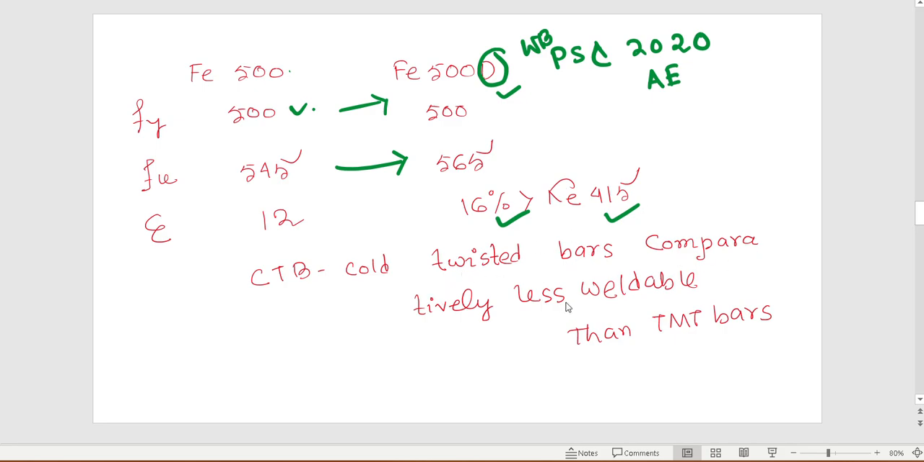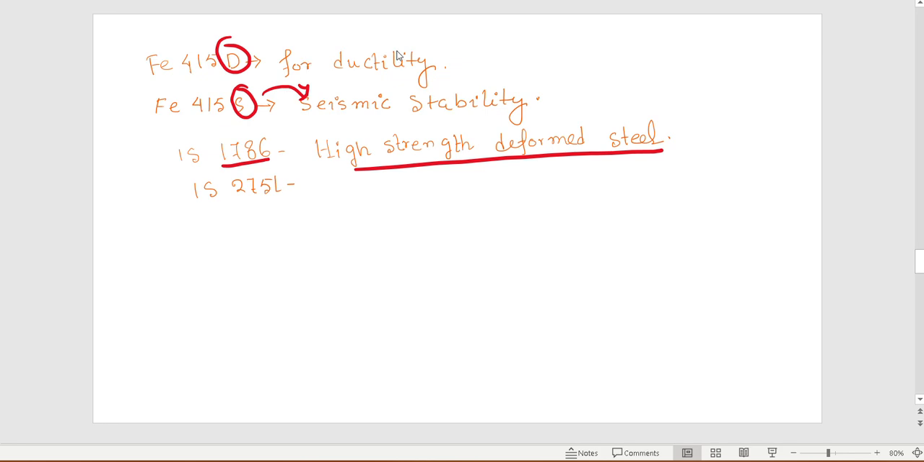Cold twisted bars are comparatively less weldable than TMT bars. D is for ductility, S is for seismic stability, and this code IS 1786 is very important to know about the steels. HYSD bars, which are generally used nowadays. High strength deformed bars are described here.